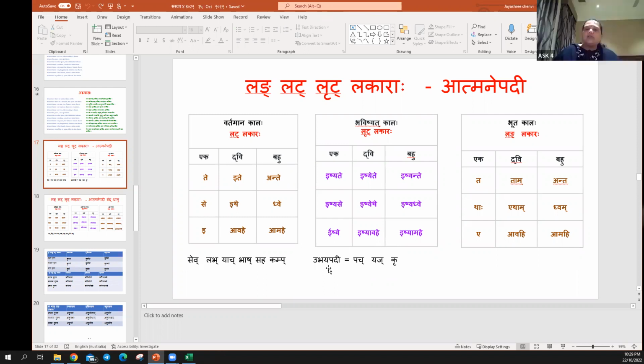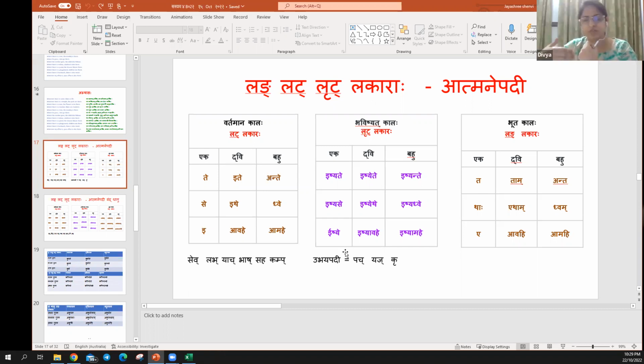So there are some dhatus which we can do for both. When you frame a sentence, if you use these dhatus, you have to use Atmanepadi. You can't use Parasmaipadi and say Sevati, Sevataha, Sevanti. We have to say it with Atmanepadi dhatus. But with these ones, you can choose. You can use Parasmaipadi, and if you want to be a little bit fancy, you can use Atmanepadi.